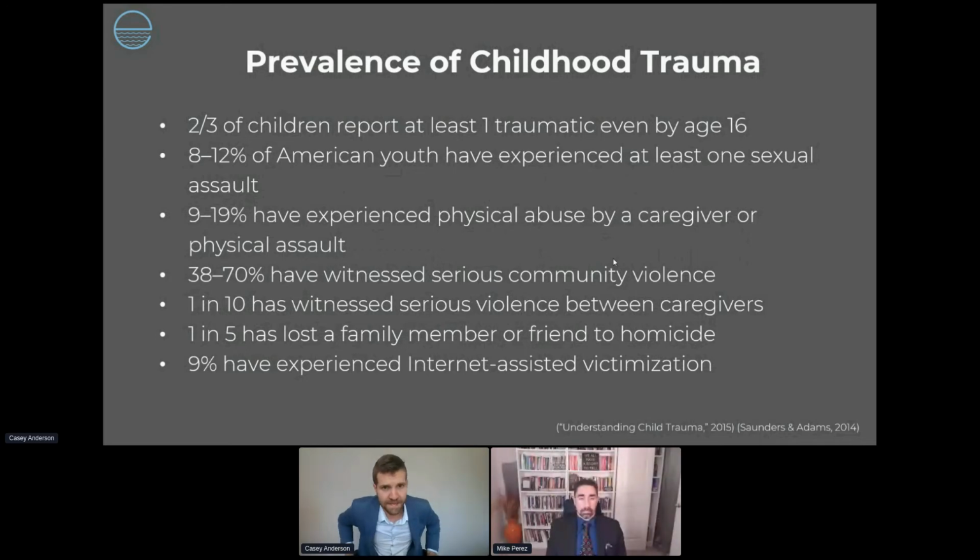8 to 12% of American youth have experienced at least one incident of sexual assault. About 9 to 19% of kids have experienced physical abuse by a caregiver or physical assault in some shape or form. And I know that this next bullet point is a big range, but 38 to 70% of children have witnessed serious community violence, meaning violence that is happening smack down in the middle of different neighborhoods. 1 in 10 children have witnessed serious violence between caregivers themselves. 1 in 5 have lost a family member or a friend due to homicide.